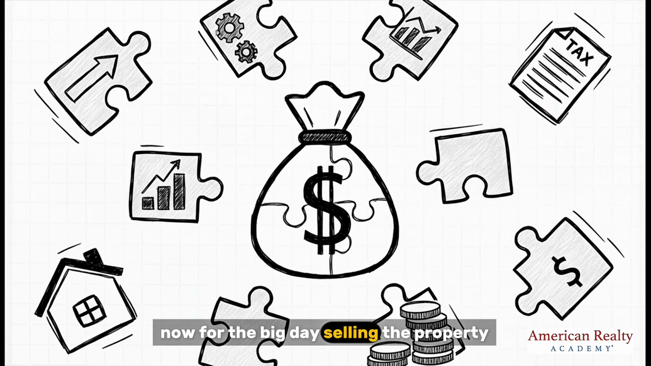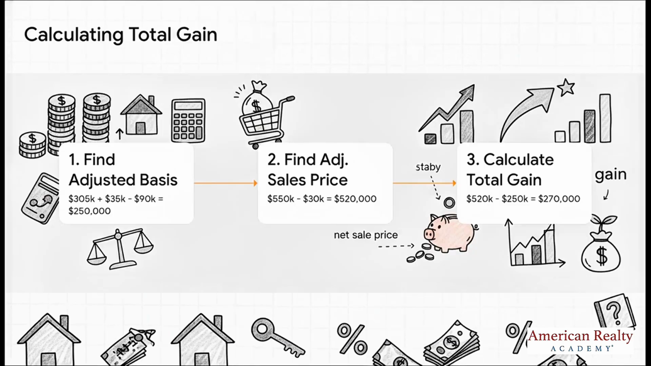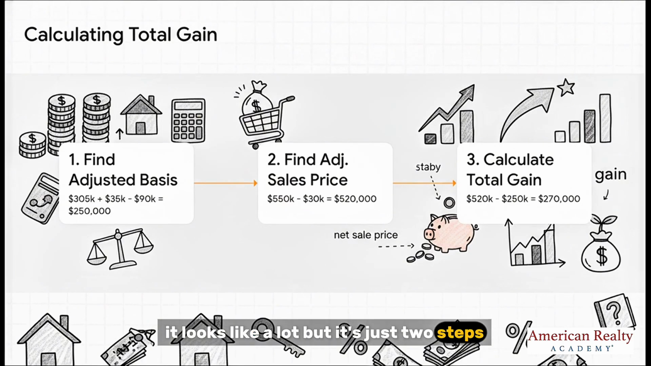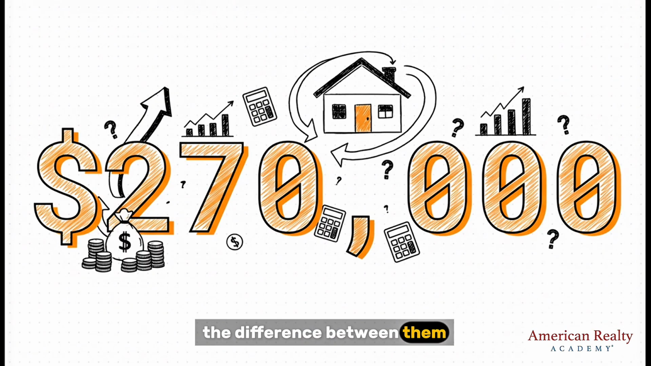Now for the big day, selling the property. Let's pull this all together and calculate your profit. It looks like a lot, but it's just two steps. Find your adjusted cost, then find your net sales price. The difference between them? That's your total taxable gain. In this case, a whopping $270,000.